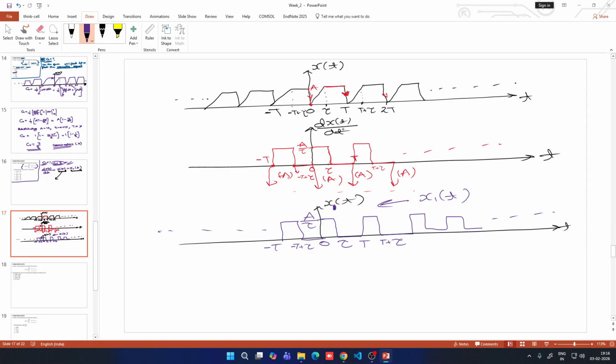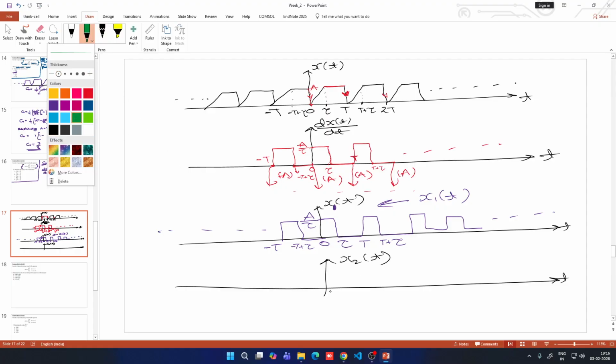So what we are doing is using the linearity property, and I am decomposing this differentiation of x of t into two signals. If we add them, we will get this, and then the x2 of t is the impulse train. This is x2 of t. So if you look, x2 of t is an impulse train.